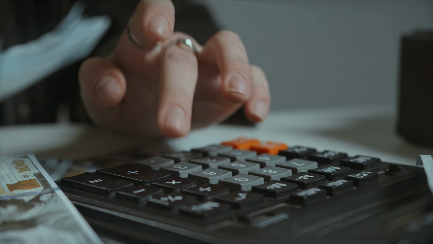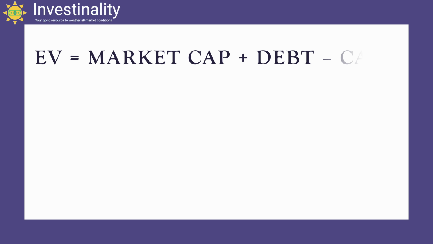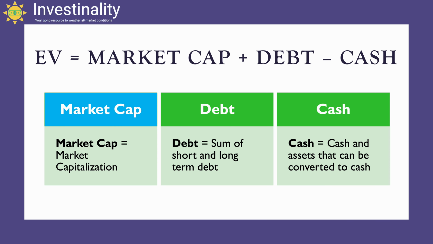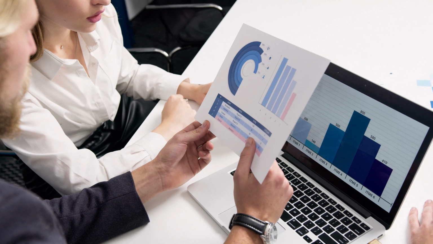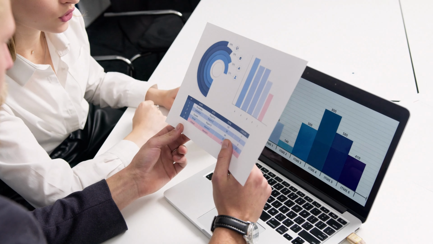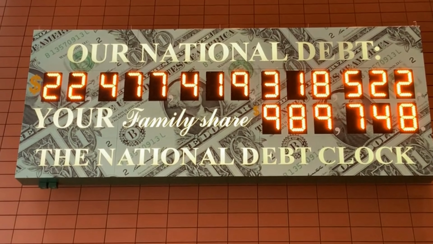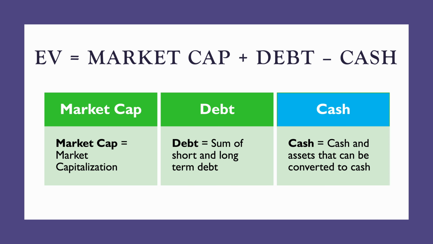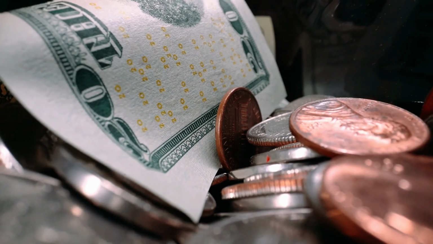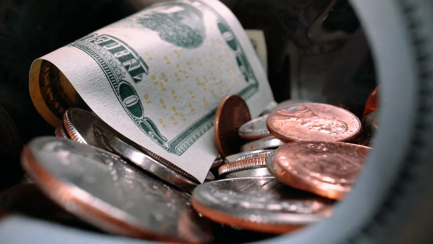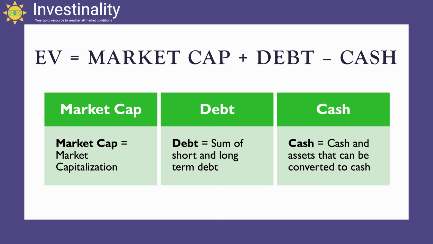The first step is the calculation. The enterprise value is equivalent to the market cap plus debt minus cash. The market cap refers to market capitalization, or the total value of a company's outstanding shares of stock. Debt refers to both short and long-term debt obligations, and cash refers to the total amount of cash and assets that can be quickly converted to cash, like treasury bills or money market funds. Feel free to take a screenshot of this table for future reference.